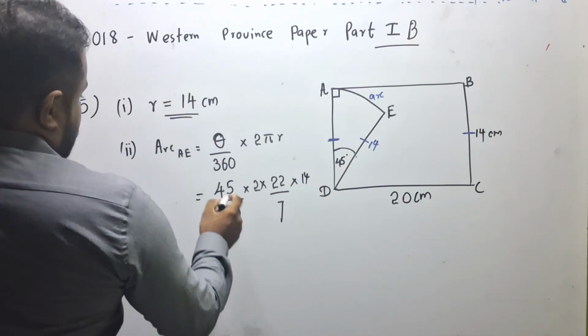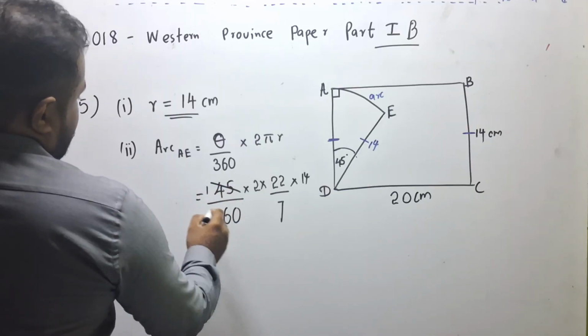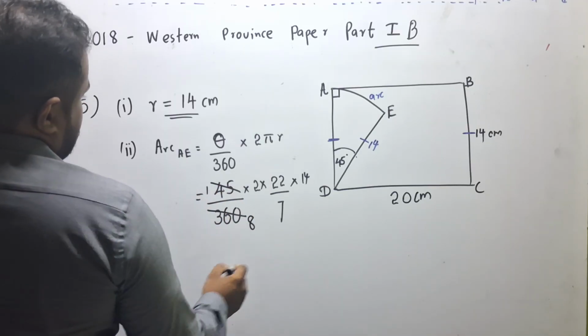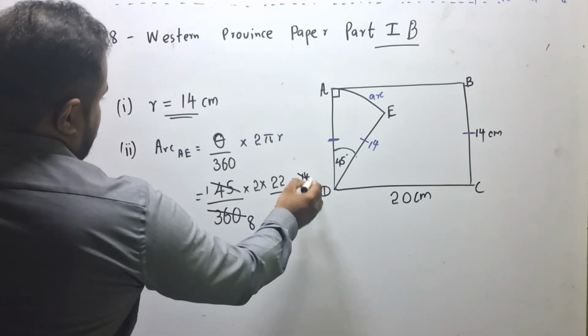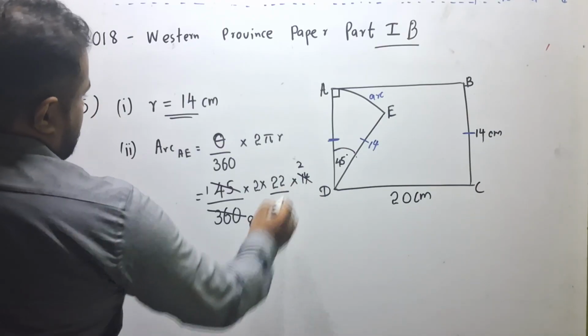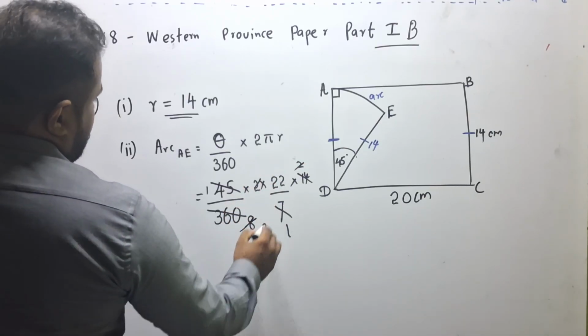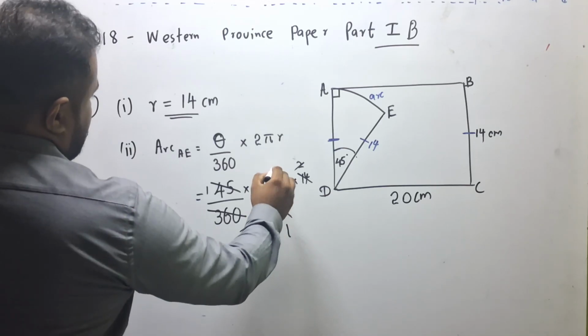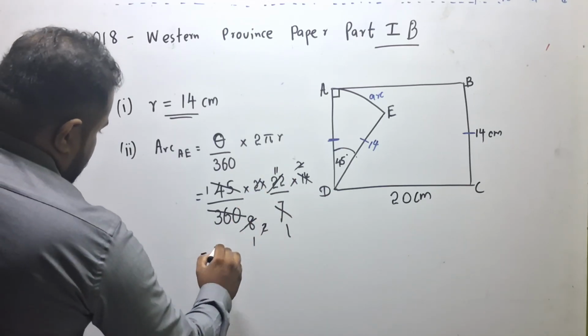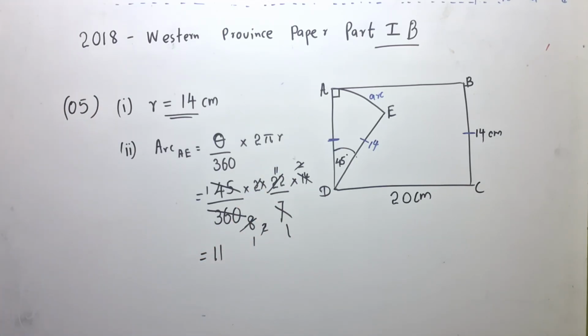Now do the simplifications. 45 has 1 45, 360 has 8. 7 has 1 7, 14 has 2. 2 times 2 is 4, 8 has 2 4s, 2 has 1 2, 22 has 11. So the arc length of AE is 11.